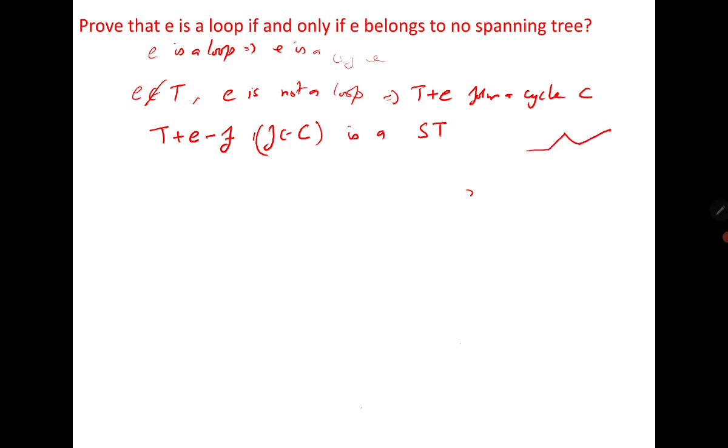Let's say there is a spanning tree, you add an edge here which is E and you delete this edge which is F, so it turns out to be again a spanning tree. So now T plus E minus F is a spanning tree containing E, but it has been assumed that E belongs to no spanning tree, which is a contradiction, and therefore E must be a loop.